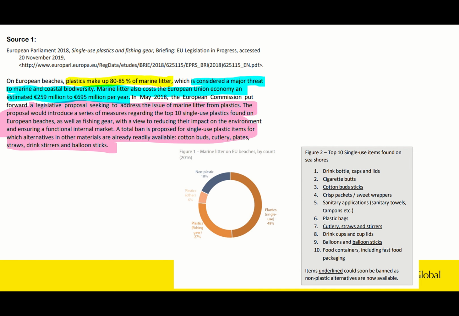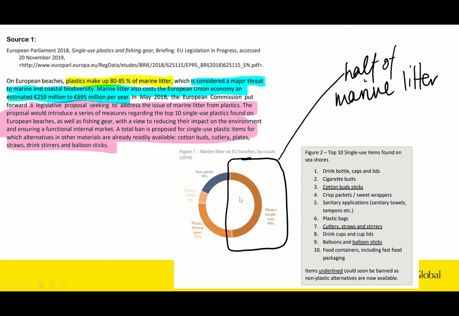Okay, I think also we can look at this diagram and pick out a particular piece of information, the fact that single-use plastics is basically half of marine litter, and single-use plastics are mentioned a couple of times in this solution stage, so that's good to notice. We can probably use that later.